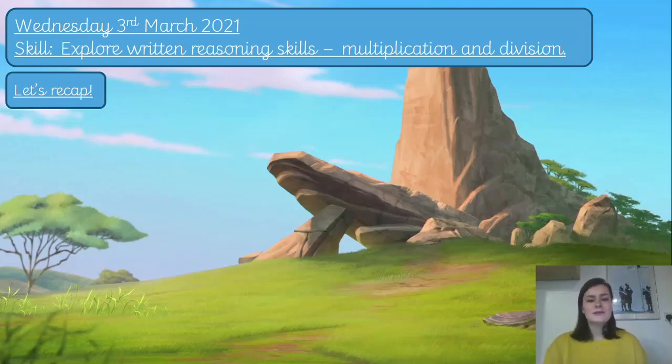So as always, I would like you to please start today's lesson by writing in the date and skill. So the date is Wednesday the 3rd of March, which is amazing. I'm not quite sure how we're already in March. And your skill, again, sorry it is a long one today. Your skill is explore written reasoning skills, multiplication and division. So pause the video and write that in now, please.